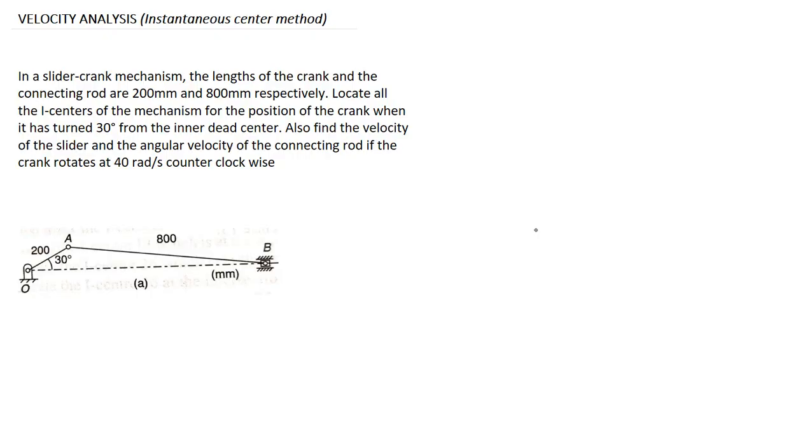Today we are going to discuss the velocity analysis of a slider crank mechanism. In a slider crank mechanism, the lengths of the crank and the connecting rod are 200 mm and 800 mm respectively. Locate all the instantaneous centers of the mechanism for the position of the crank when it has turned 30 degrees from the inner dead center.